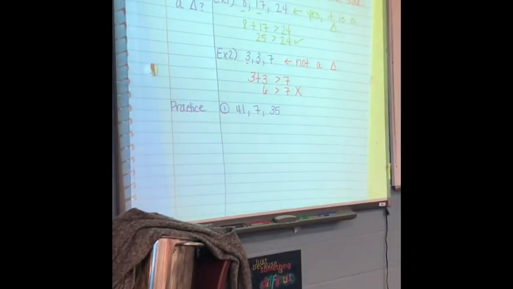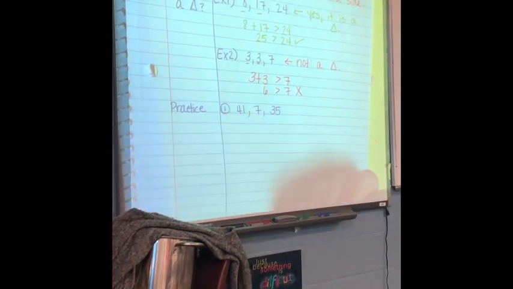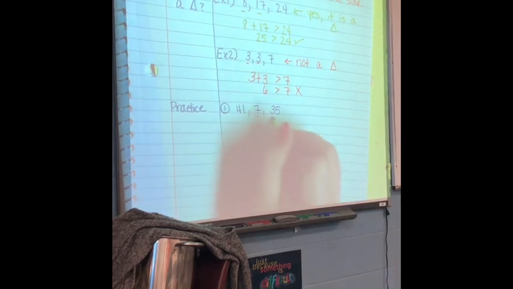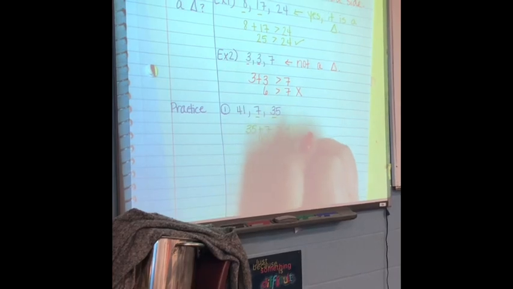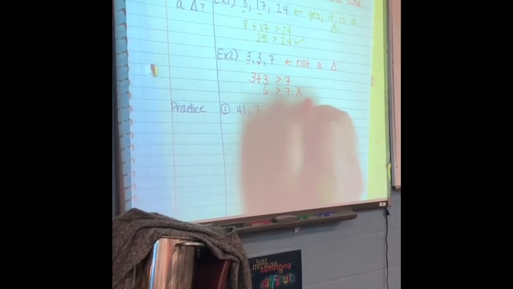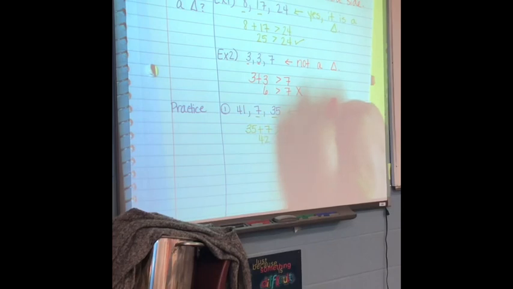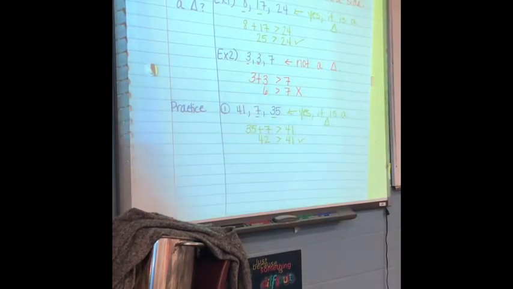All right, so here we are with 41, 7, and 35. Which two am I comparing? 35 plus 7, to see if that is greater than 41. And 35 plus 7 is 42. Is 42 greater than 41? Yes. Yes, therefore this is a triangle. Yes? All right.